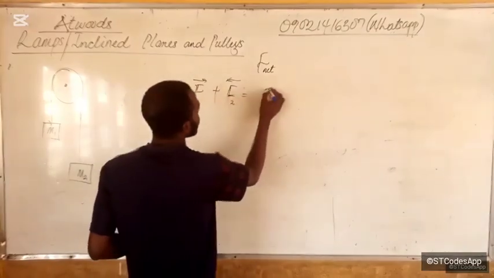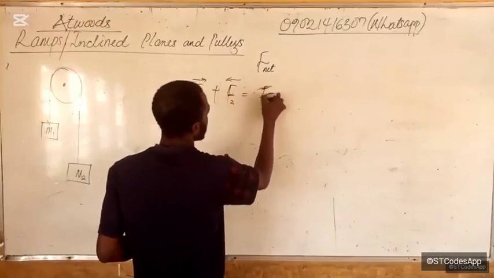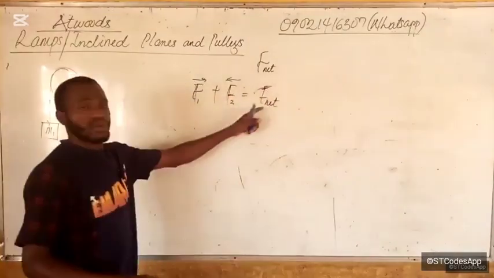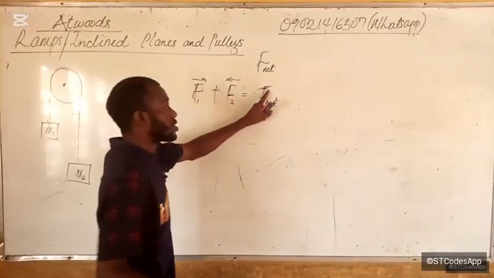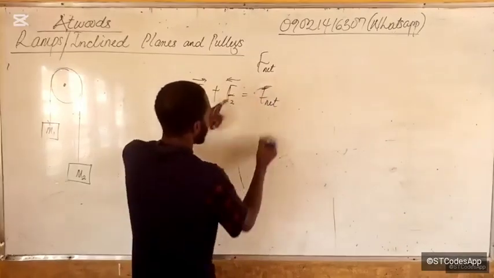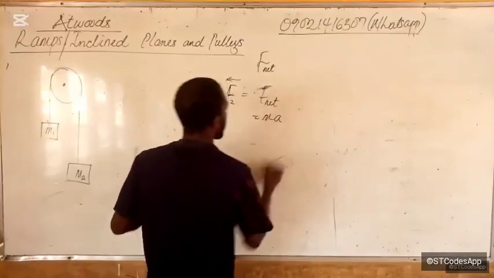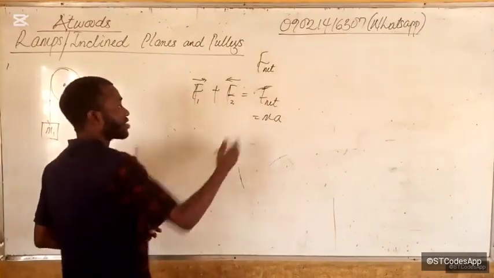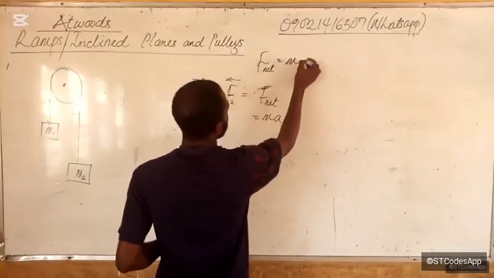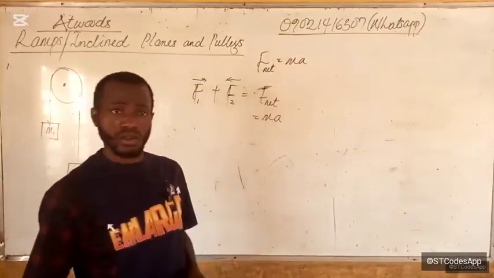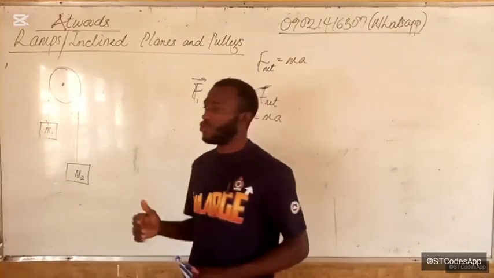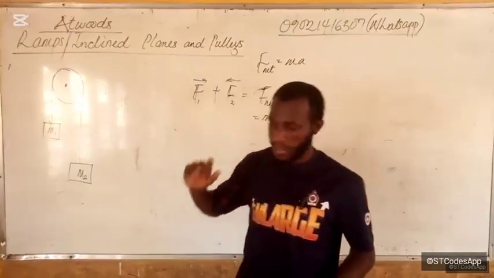So the sum of this will give us F net, a particular amount of force which will create acceleration. So this plus this gives us what? ME. Do you understand? F net is equal to ME. That's what we have according to Newton's second law of motion. And this is what will be useful in this ramp system.